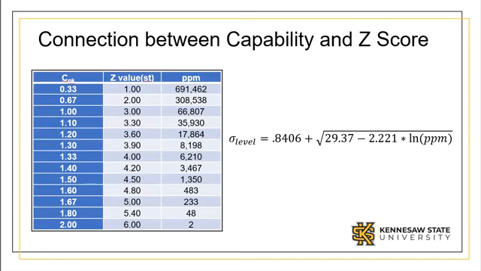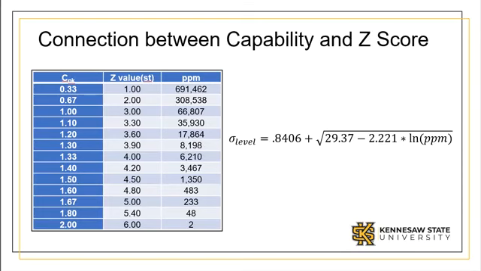We can also equate to parts per million defects. Note that at a Cpk of 0.33, we have a z of 1 and almost 700,000 defects for every 1 million opportunities. At a Cpk of 2, this means that z is 6. This delivers 2 defects for every 1 million opportunities.